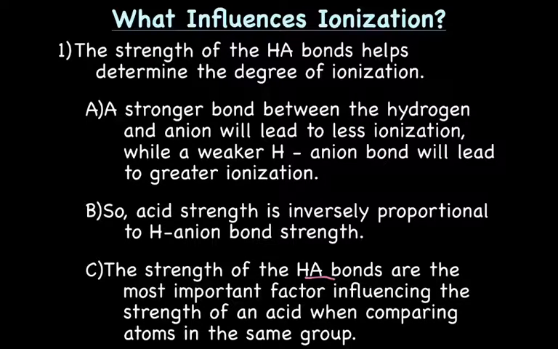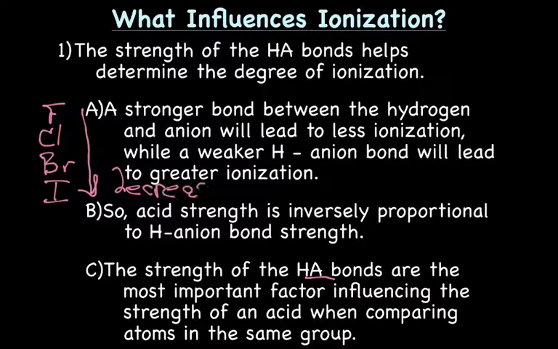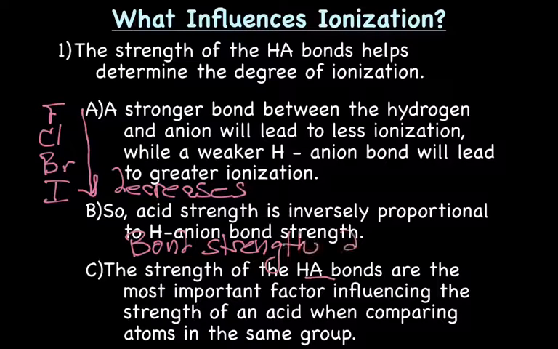in the same group. So if we take, for example, the halogens, we've got fluorine, chlorine, bromine, iodine, etc. Remember that electronegativity going down a group decreases because of the addition of energy levels, which means going down a group, the bond strength decreases, which means what for the strength of the acid?